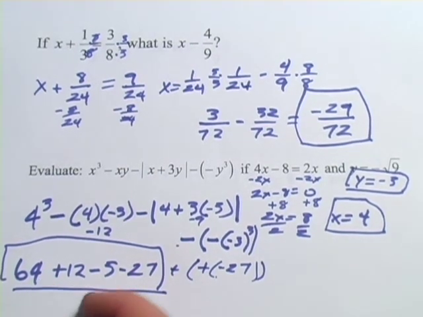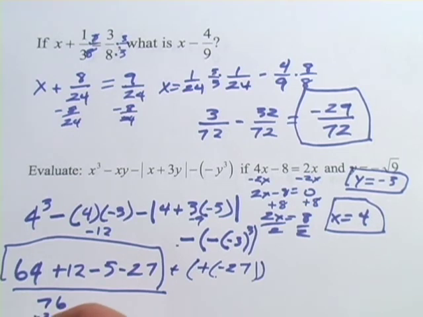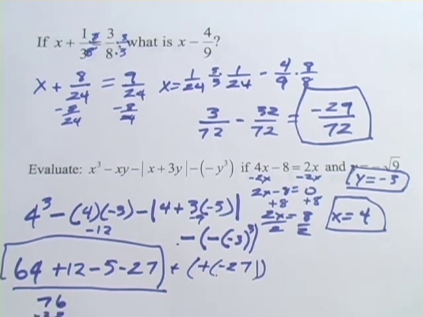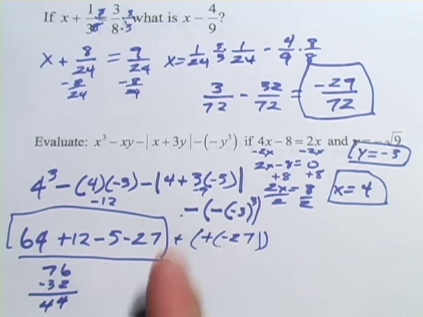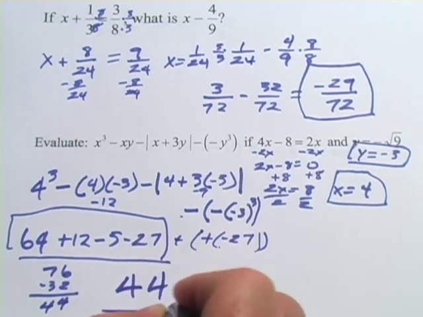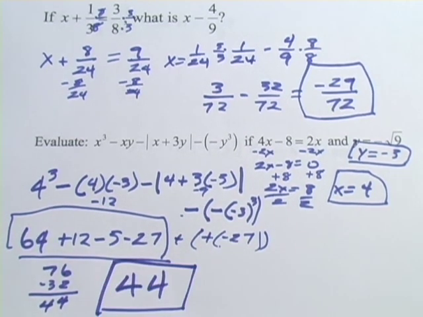So let's see, 64 plus 12 would be 76, and negative 5 and negative, so minus 32, and that's going to be 44. So our answer here came out to be 44. A lot of places to make mistakes here with dropping a sign or doing some incorrect arithmetic, so it probably pays to double check your answers on these.